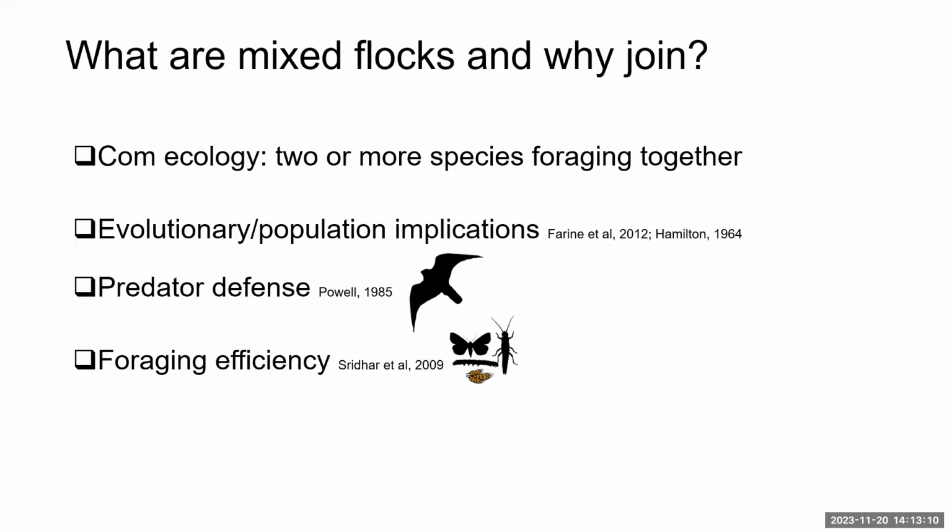Mixed flock studies have a long history in community ecology. A mixed flock is nothing but two or more species moving and foraging together. Those interactions may have evolutionary and population implications, and species may decide to participate in mixed flocks depending on benefits like predator defense or foraging efficiency. And these mechanisms may work hand in hand to influence species participation in mixed flocks.